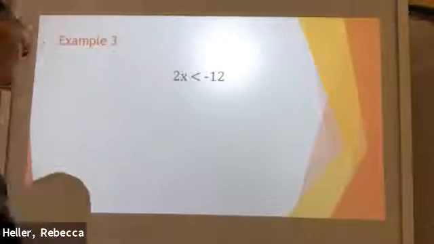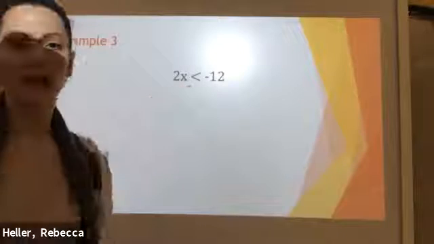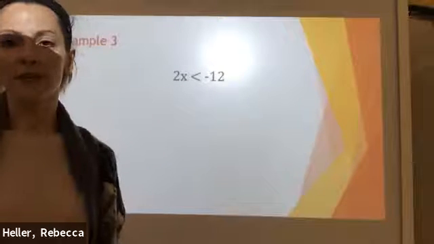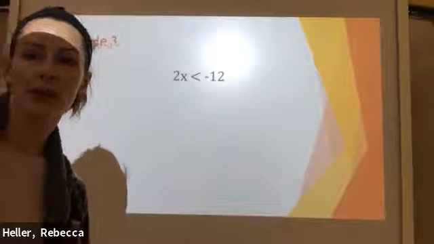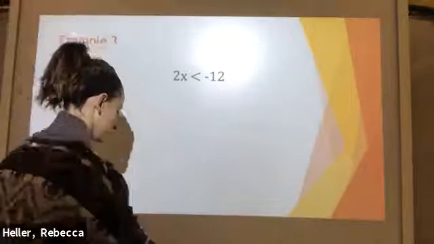All right, so for this first example, 2x is less than negative 12. What would you do to get rid of the 2? Colin. Divide it by 2. Yeah.